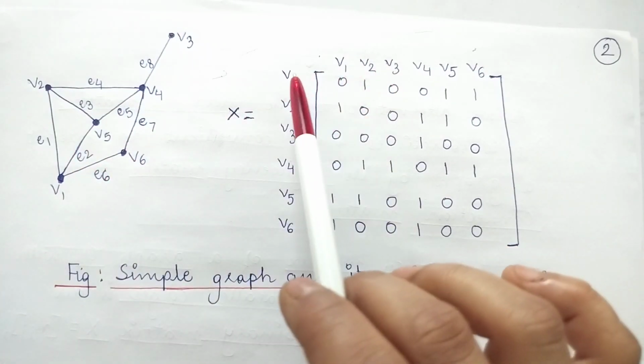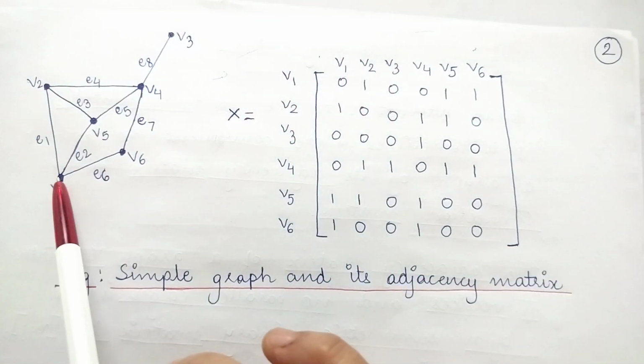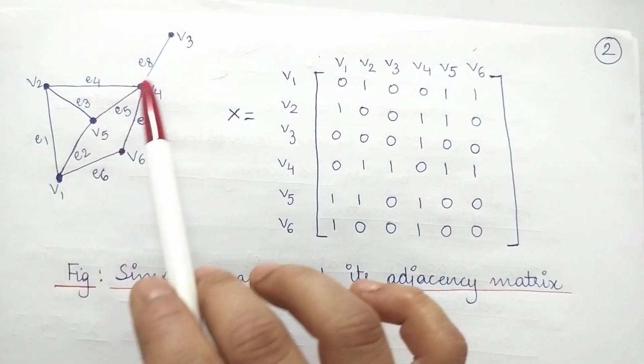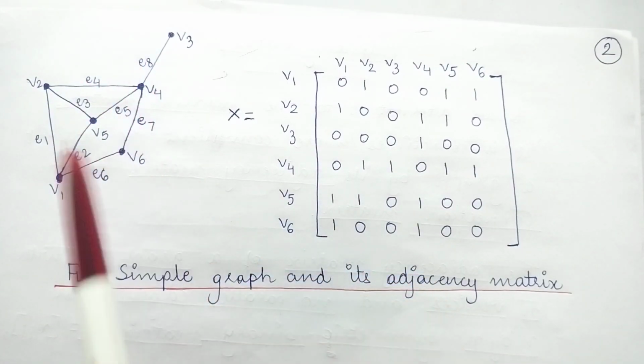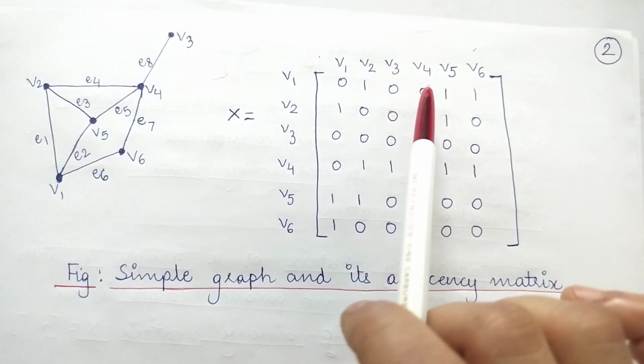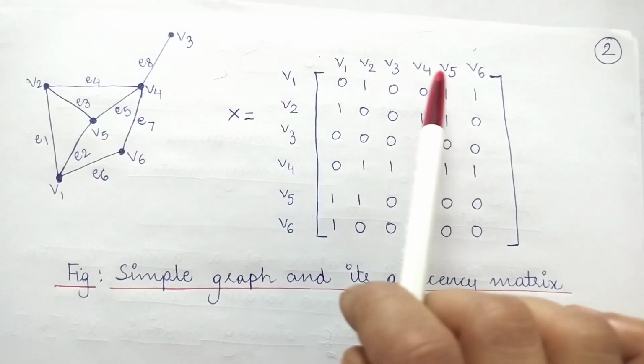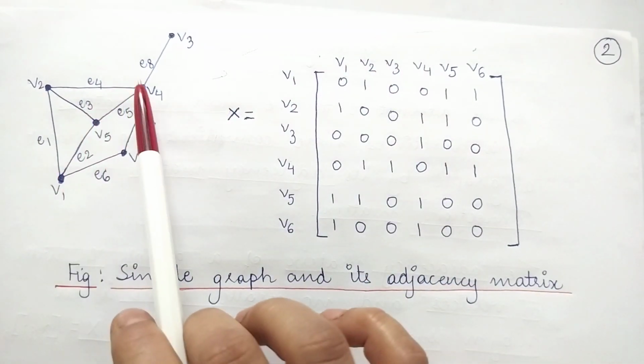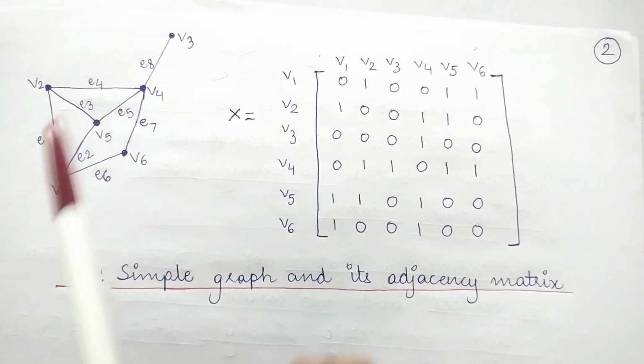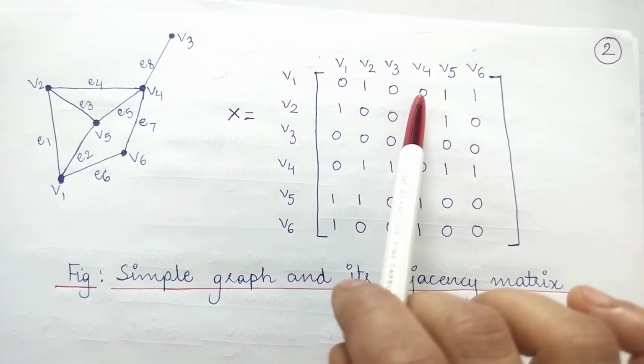Then is there an edge from vertex v1 to vertex v3? There is no direct edge between vertex v1 and v3. So obviously it will be a 0 here. Then from vertex v1 to vertex v4, v1 is here and v4 is here. There is no direct edge between v1 and v4, so there will be a 0 over here.